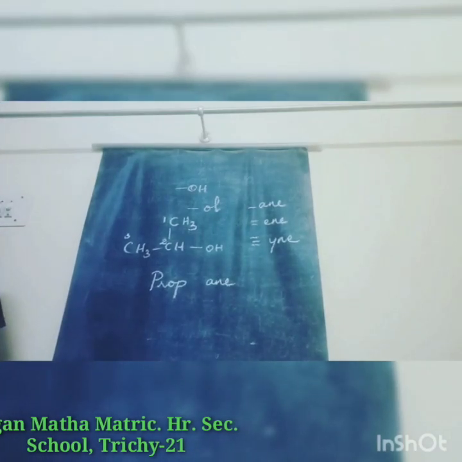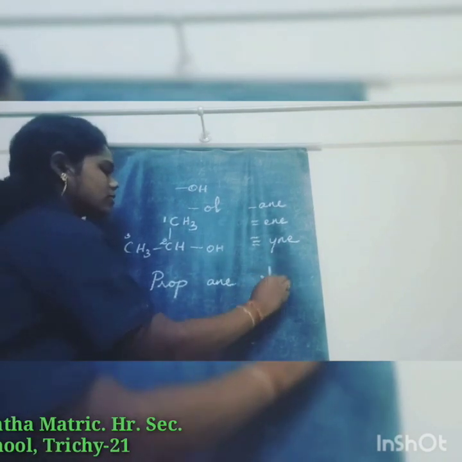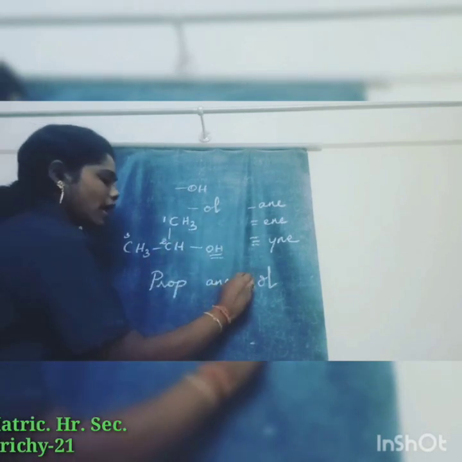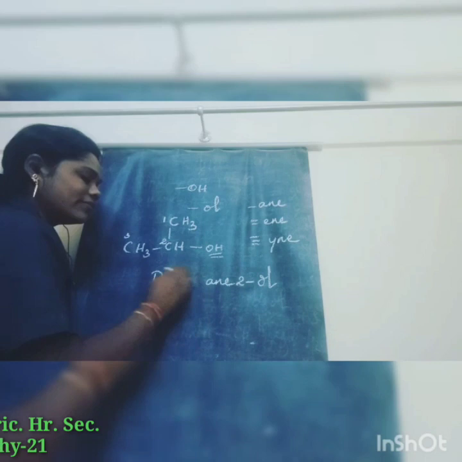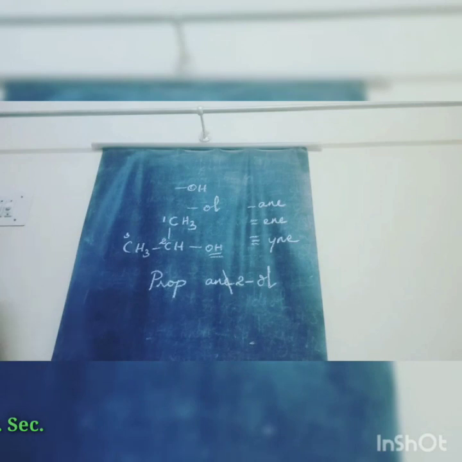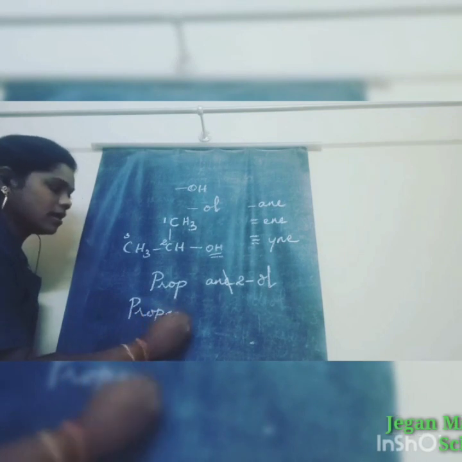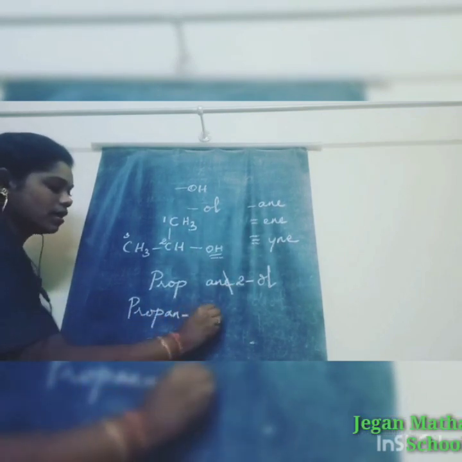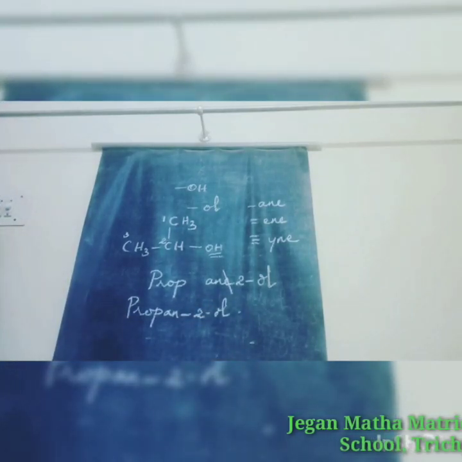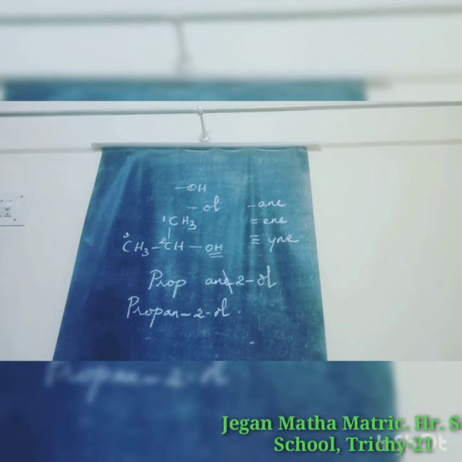And the next one, what is present here? Secondary suffix. The secondary suffix is ol. The OH functional group is present on the second carbon, so I take 2-ol. When we write this compound, you have to drop the e and add 2-ol. So what is the IUPAC name for this compound? Propan-2-ol or 2-propanol. So this is isopropyl alcohol, that is the common name. The IUPAC name is propan-2-ol or 2-propanol.